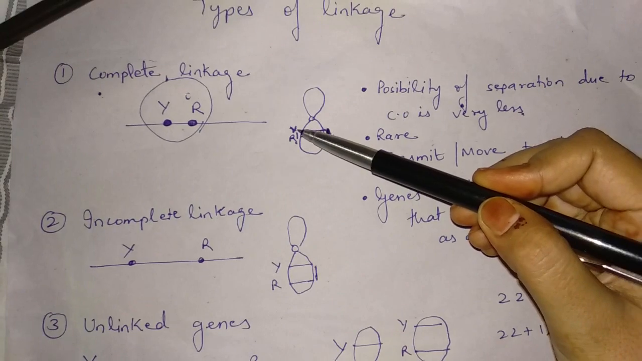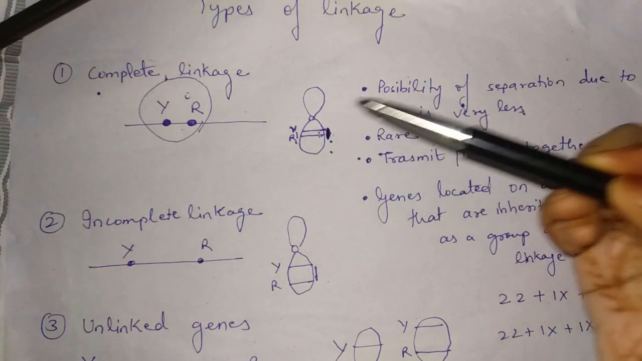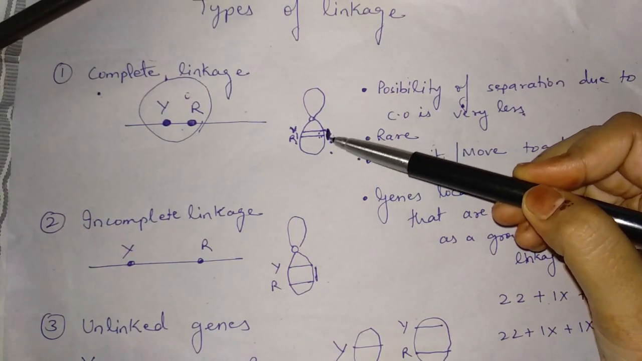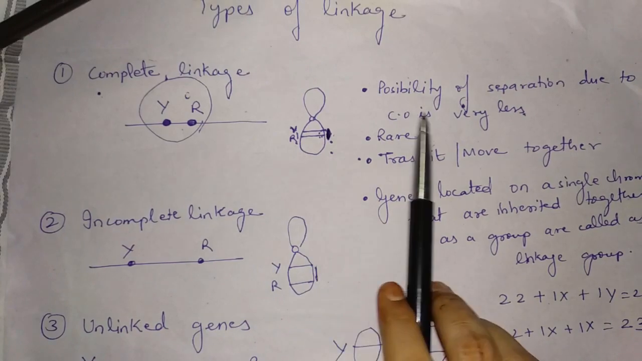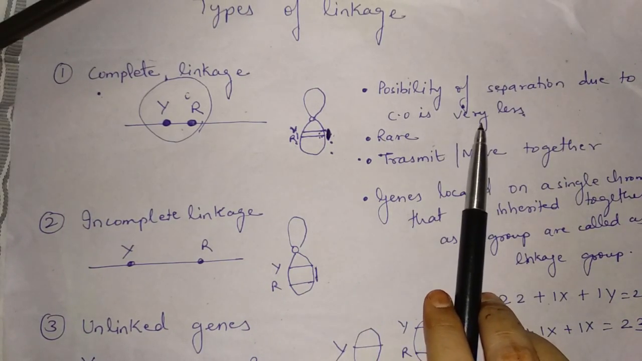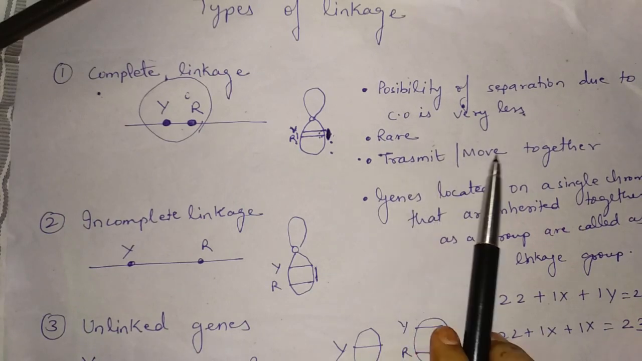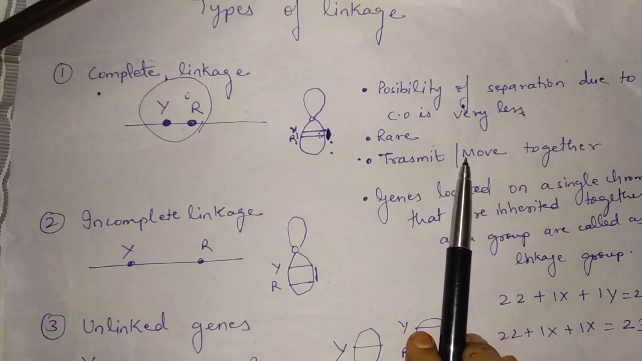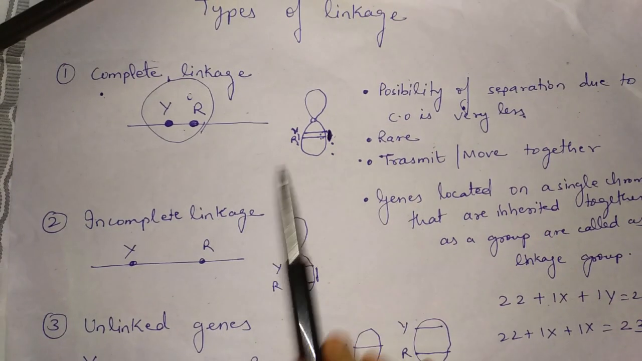Over here gene Y and gene R are taken as examples, and the distance between them is very less, as a result of which the possibility of their separation due to crossing over becomes very less, and they transmit or move together during meiosis. This case is very rare in nature.